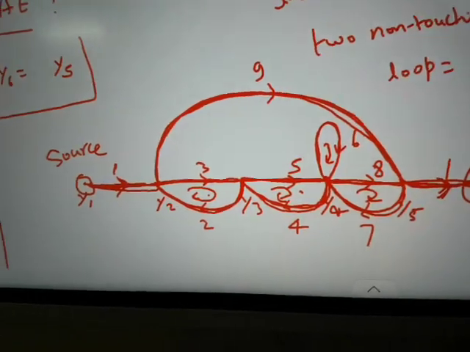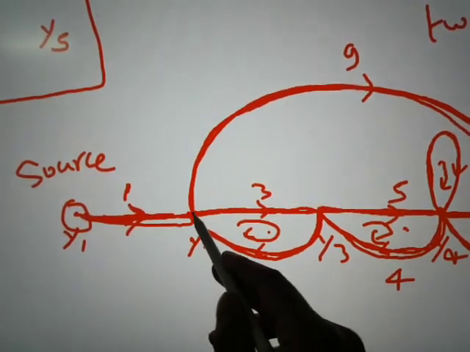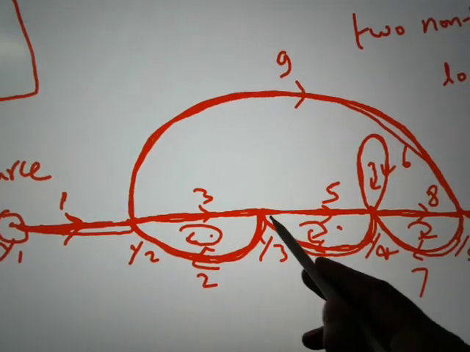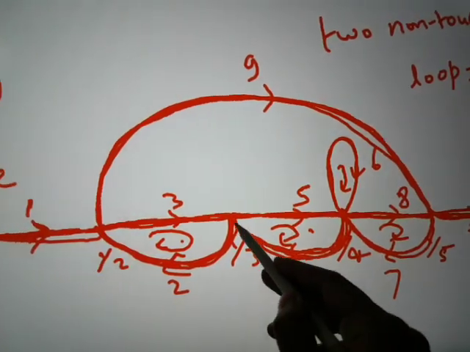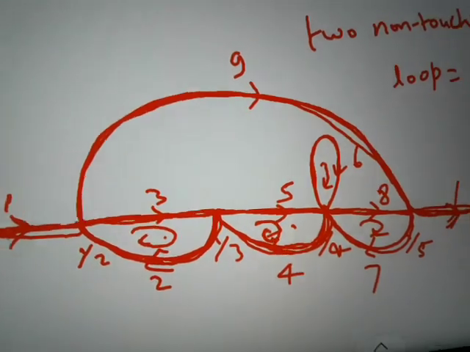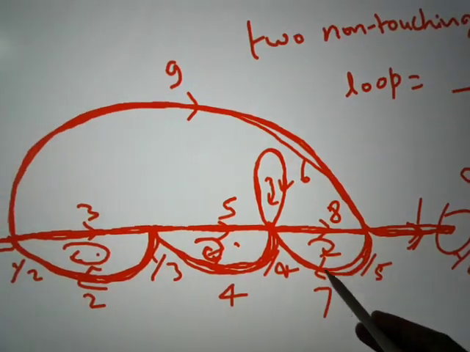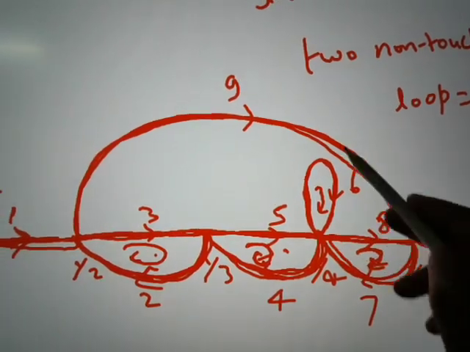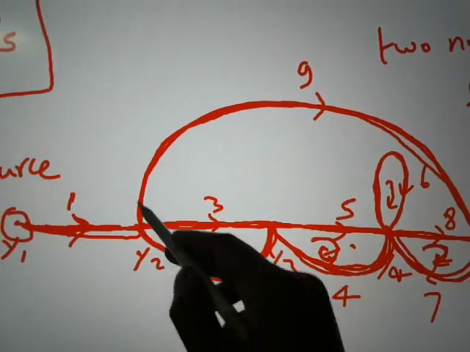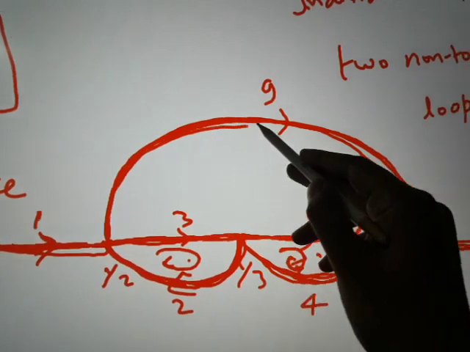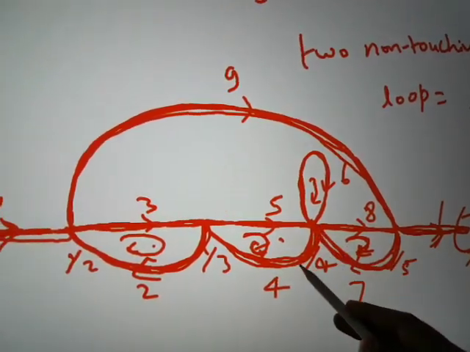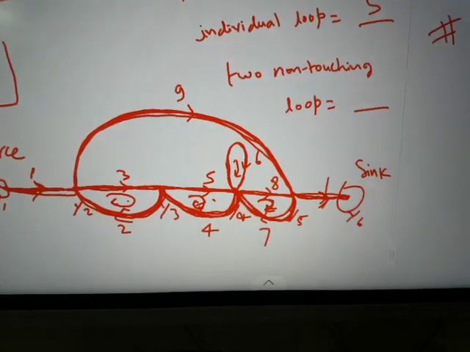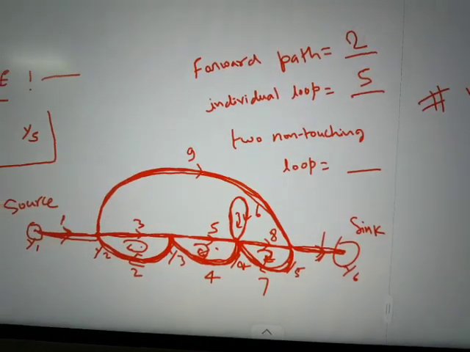Now again, for a loop we start at some node and end at the same node, so this is an individual loop. Again we start from this node and end at this node, the same node, so this is another loop. We start from this node, end at this node, so this is another loop. We start from this node and end at this node, so this is another loop. Now for this forward path, we start from this node and come back through this path to this node, so this is another loop. So we have 5 individual loops.